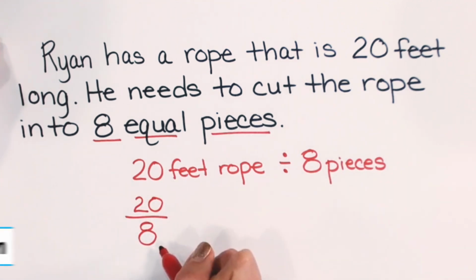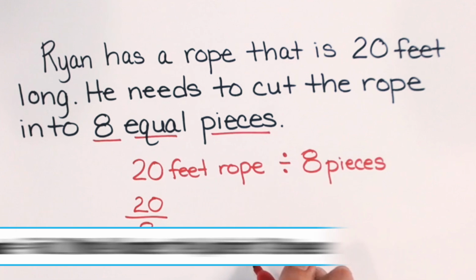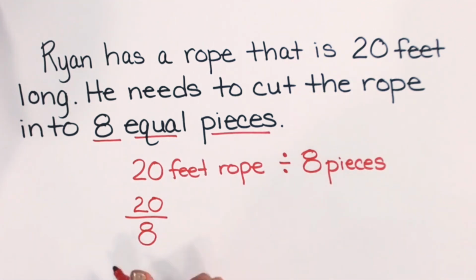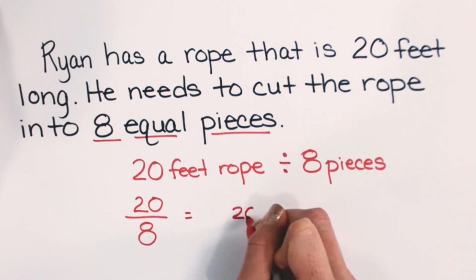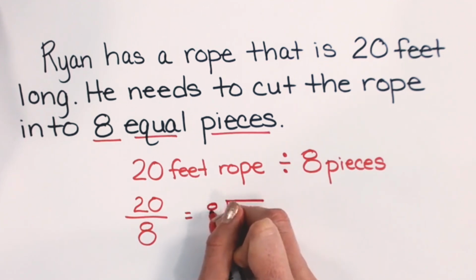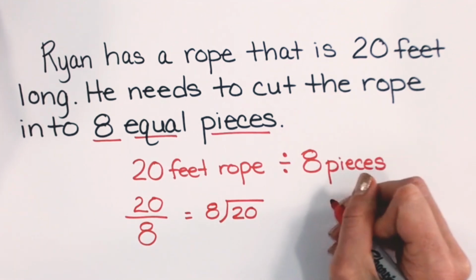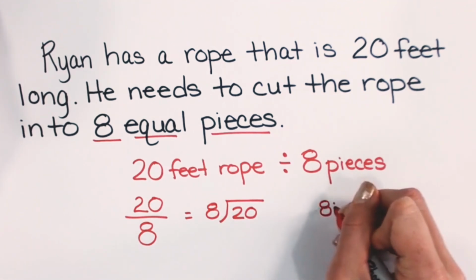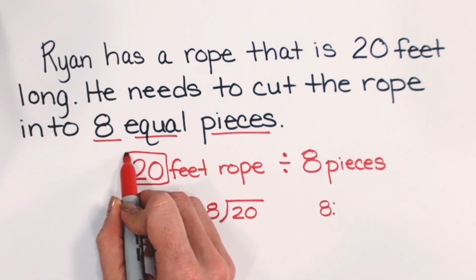Here we want to estimate between which two whole numbers our answer will lie. So we're not going to solve it, we just want to estimate. I recommend that we write out our 8 facts, because I know my facts, and 8 doesn't go into 20 equally. This can also be written as 20 divided by 8. So let's write out our multiplication facts to see between which two whole numbers our number 20 would lie.